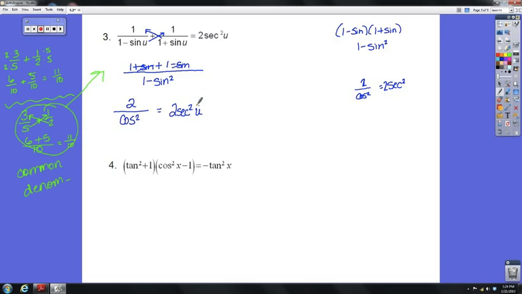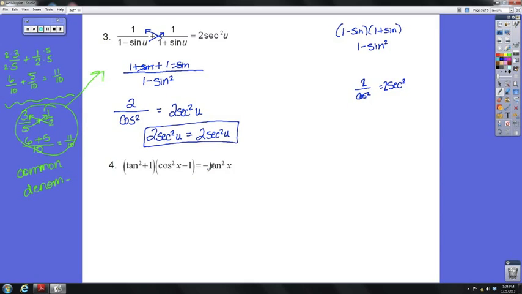And instead of the theta symbol this time, we have a u. So 2 secant squared of angle u on the left-hand side simplified equals 2 secant squared u on the right-hand side.